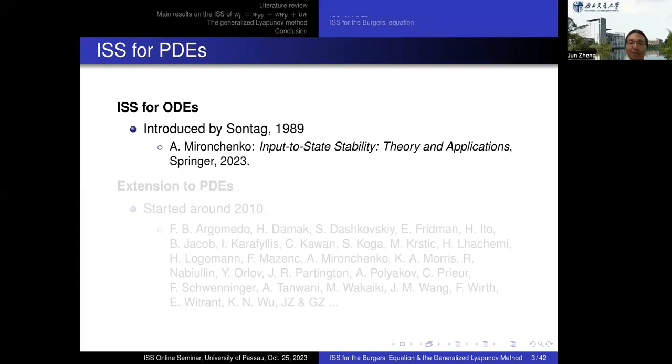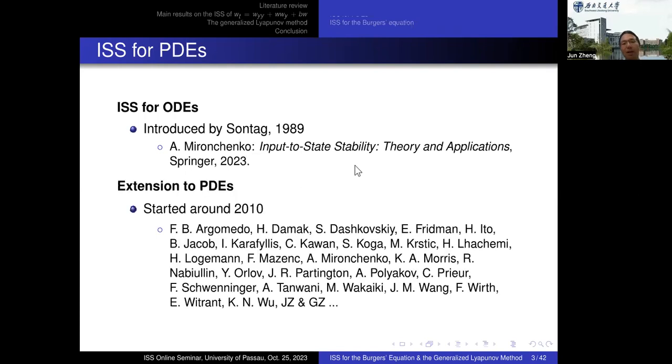I would like to mention that the notion of ISS was first introduced by Sontag in 1989. It was used to describe the influence of external inputs on the stability of finite dimensional nonlinear systems. I recommend the book written by Andrii Mironchenko. In this book, comprehensive surveys on studying the ISS were provided. An overview of ISS theory for partial differential equations and more general cases has also been included in this book.